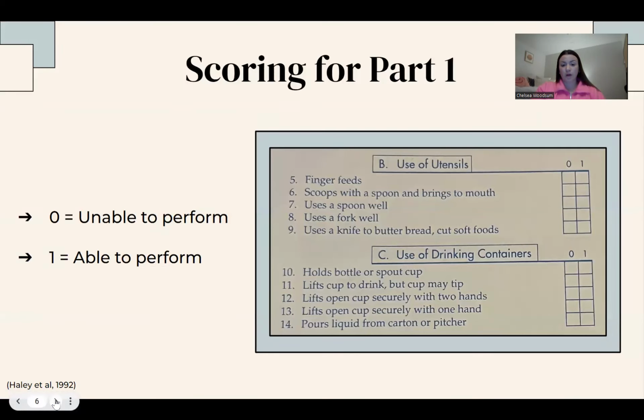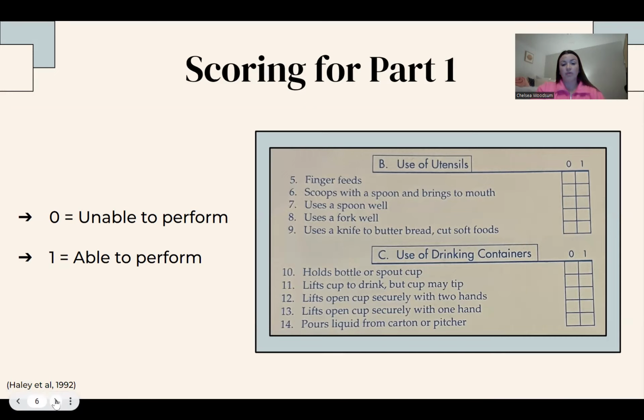In terms of scoring for part 1, this is the easiest scoring of all 3 of the parts. It's just 0 or 1. So 0 meaning that the child is unable or limited in capability to perform the item in most situations. And a 1 means that the child is capable of performing the item in most situations, or that the item has been previously mastered and functional skills have progressed beyond that level.